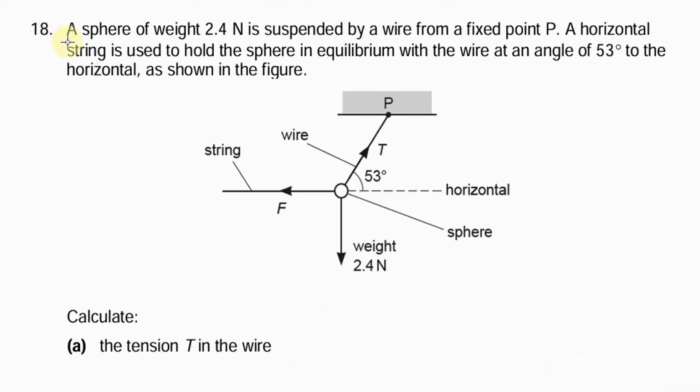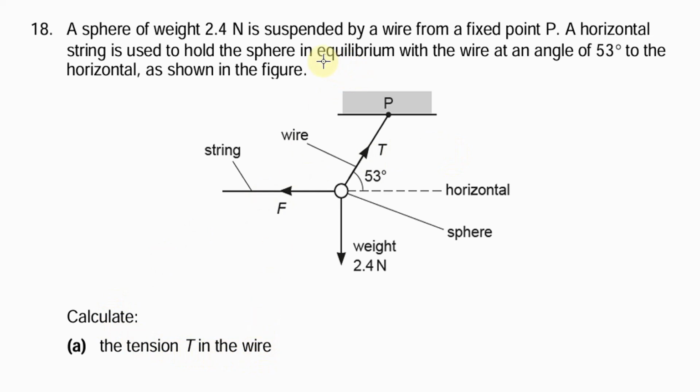So in question 18, it says a sphere of weight 2.4 newtons is suspended by a wire from a fixed point P. So the point P is over here, the sphere and the wire. A horizontal string is used to hold the sphere in equilibrium. So this is the horizontal string with a wire at an angle of 53 degrees to the horizontal. Calculate the tension T in the wire.